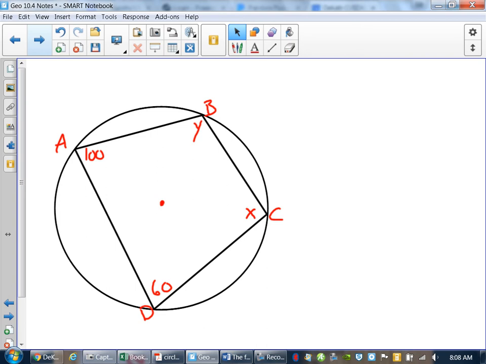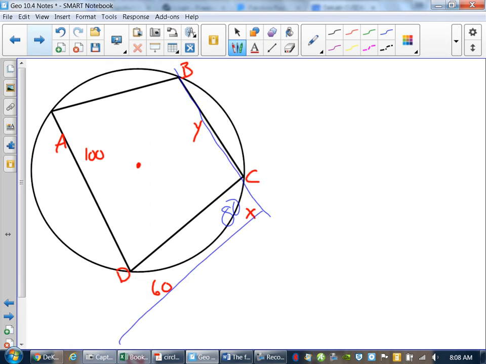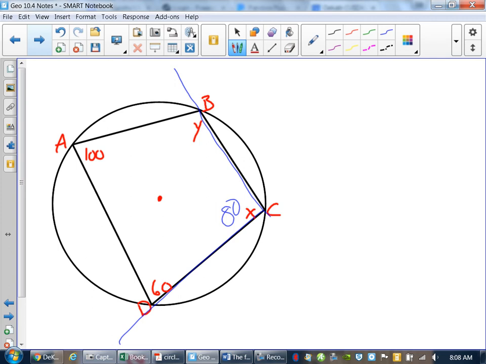All right, opposite angles are what? Supplementary. So what's angle X? 80. So this is 80, which means it runs into this arc here. What's that arc? Try again. That'd be 160, thank you. Remember, the angle is half the arc.